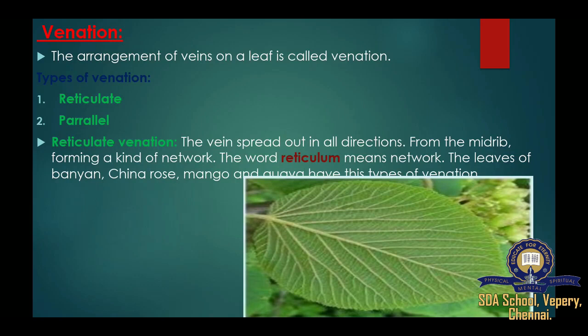The next one, venation. The arrangement of the veins in a leaf is called venation. There are two main types of venation. The first one, reticulate venation, and the second one, parallel venation. The first type is reticulate venation. In reticulate venation, the veins spread out in all directions from the midrib, forming a kind of network. The word reticulum means network. The leaves of banyan, China rose, mango, and guava have this type of venation.